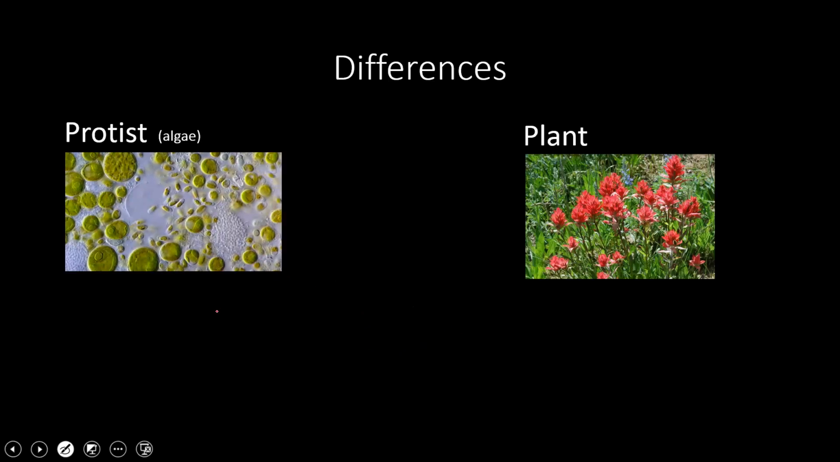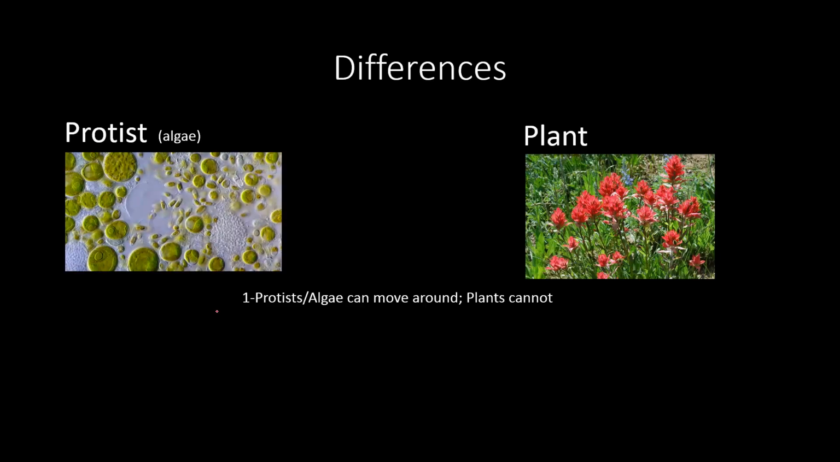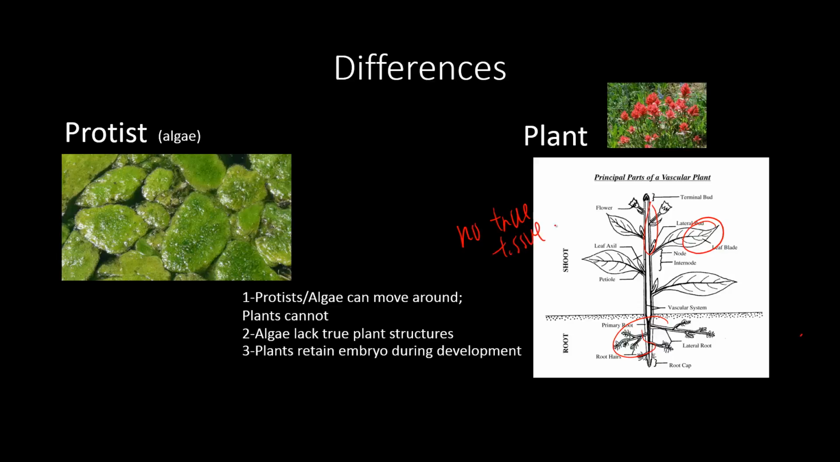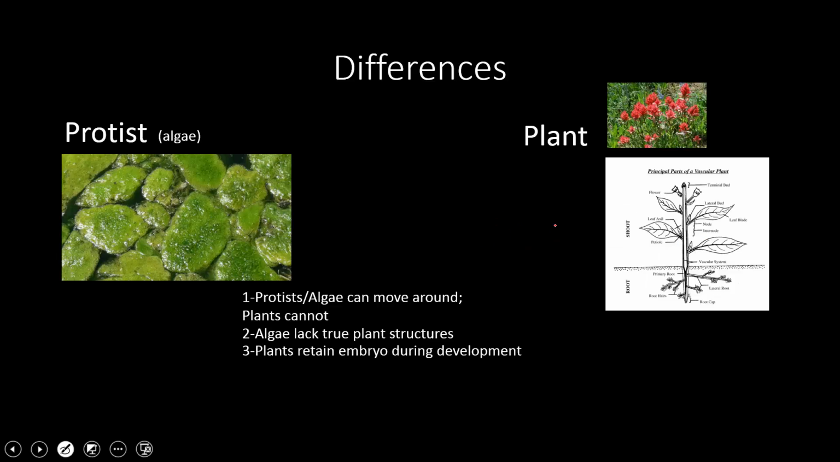The most obvious difference is that algae can move. Algae also lacks structure of the true plants, such as roots, stems, or leaves. In addition, protists in all actually do not have any true tissues. Also, plants retain their embryo during the development, whereas algae does not.